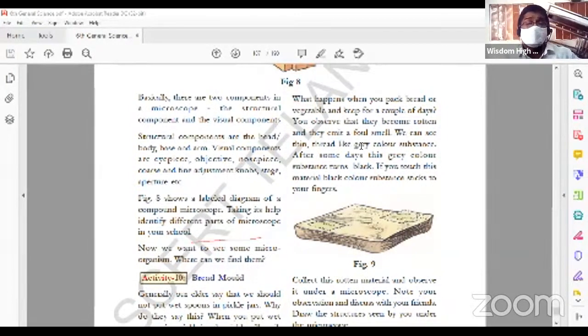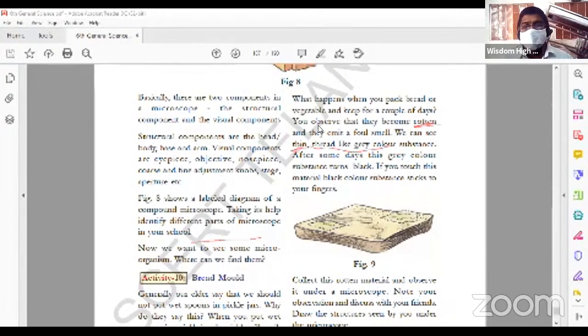Sometimes, after placing bread or vegetables aside for a couple of days, what happens? You can observe that they become rotten, meaning they get damaged. At that time they produce a foul, bad smell. Next, we can see a thin thread-like gray color substance.